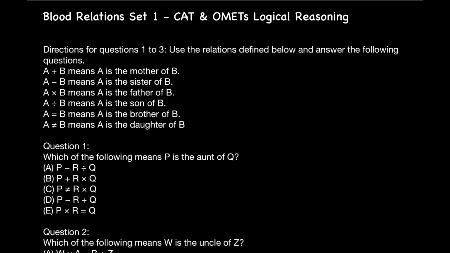Hello everyone, so in this video we'll be discussing a blood relations set. It's a puzzle based on blood relations. So there are some basic rules of blood relation: what we call each relation in English, and the hierarchy of maintaining the generations, like who is above us, who is two steps above us, like that.